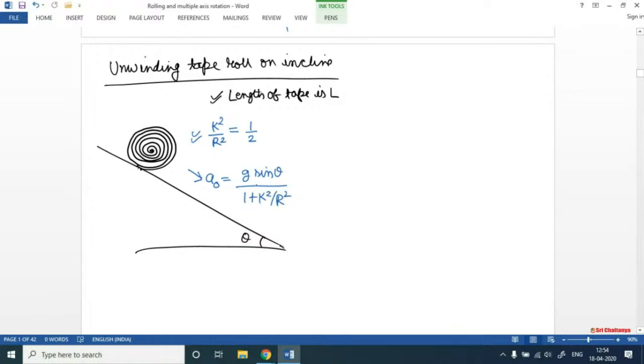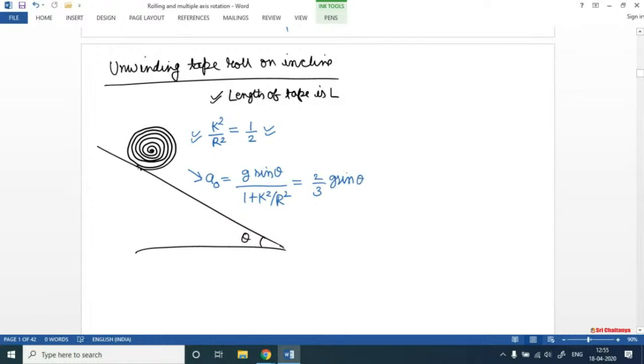And once we substitute the value of k square by r square in this expression, which is equal to 1 by 2, this will turn out to be 2 by 3 g sine theta. Okay, so this is the idea.